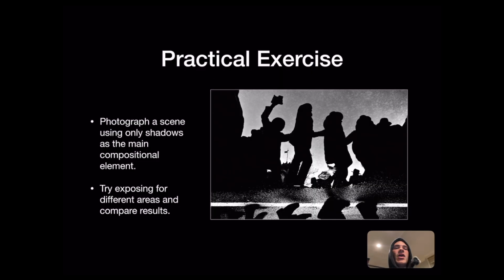And so I believe that one practical exercise that you can go out and execute for yourself is to simply go out there and photograph a scene only using shadows as the main compositional element. Here at this scene in Philadelphia, I was observant of the way that the light and the shadows were casted upon this reflection in the puddle.